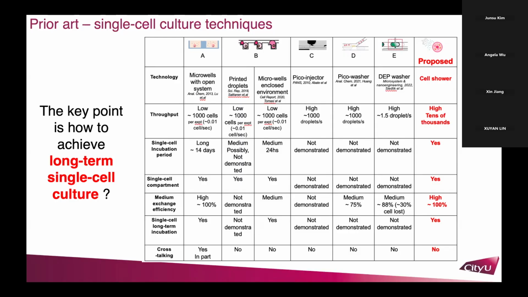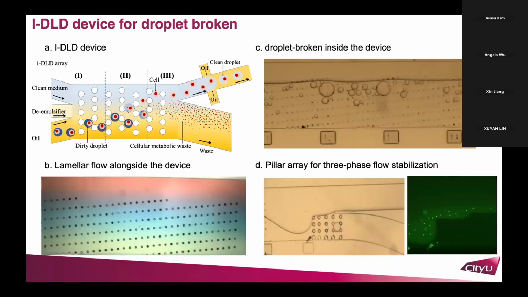Compared with other well-known and well-established platforms such as microwell printed droplets and the Pico-injector, our proposed device could achieve high efficiency in both throughput and long-term single-cell culture. And here is the design of our DLD device. It is a device based on the DLD array, but it contains three different phases.